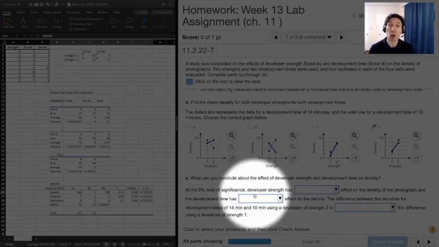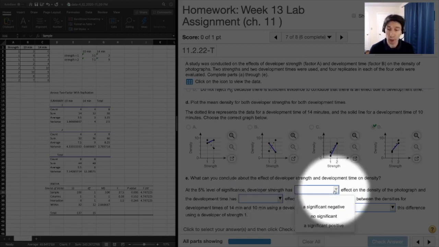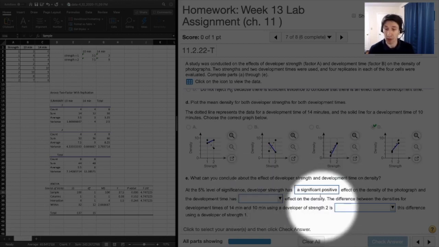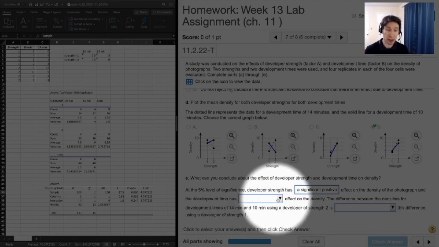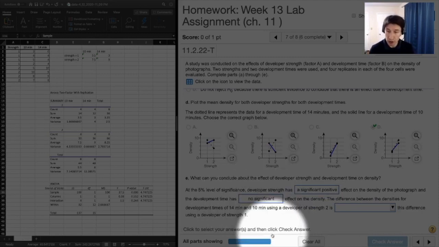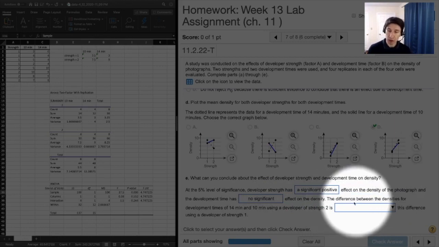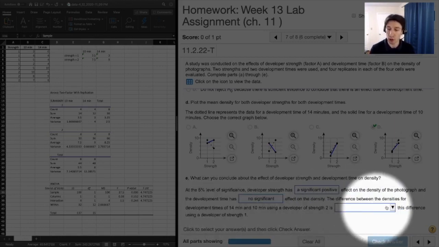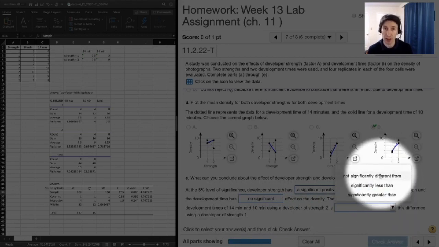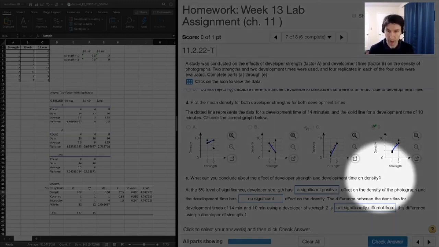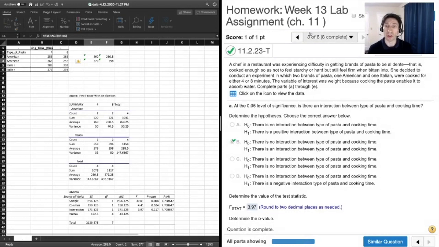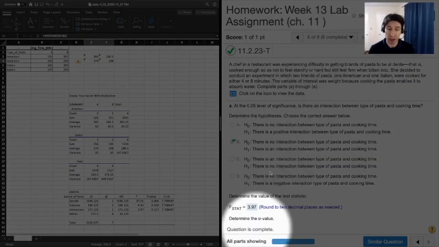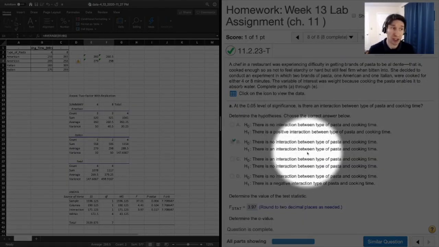There's a last small part related to this. Developer's strength has a significant positive effect. The development time has no significant effect, and the difference between the densities development of 14 and 10 minutes using a developer strength 2 is not significantly different. What are they trying to say here? They're trying to ask whether there's an interaction effect. There isn't. Okay, I'm not going to go over 8 in detail because it's actually almost exactly the same.